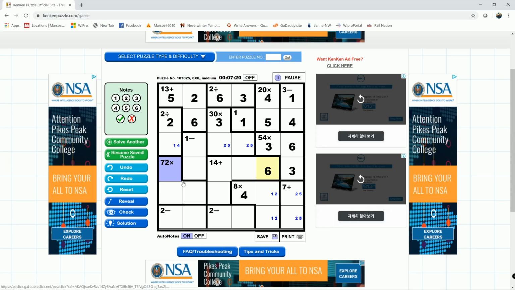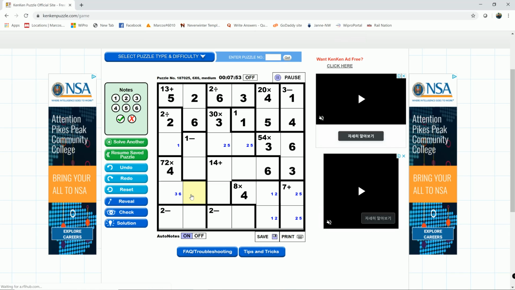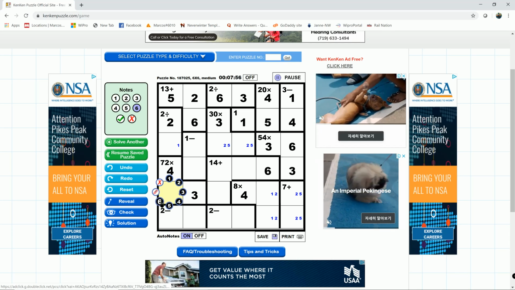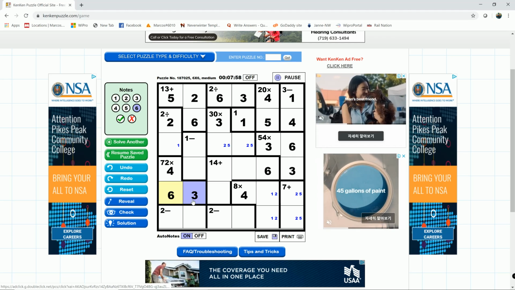So 72 divided by 6 is 12. I have 3 boxes to work with. So clearly I need a 6. So it's either two 6s, which is impossible, or a 6, a 3, and a 4. So the 4 is down here. So the 4 for the 72 needs to go up here. And then the remaining two should be a 6 and a 3. Well, that's got to be the 3. That's got to be the 6 then, because that 6 would conflict.